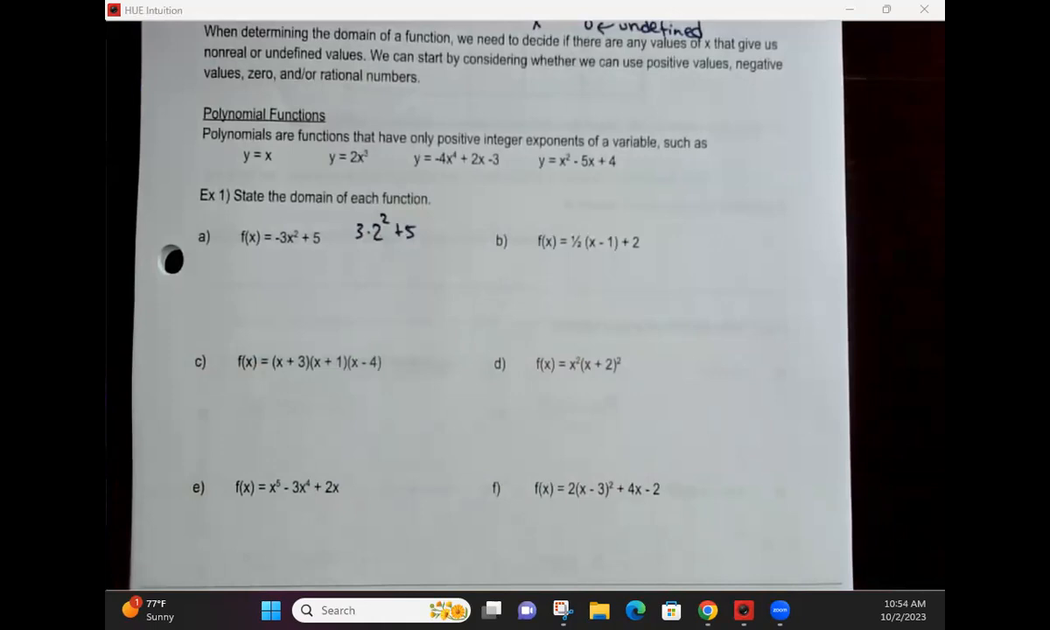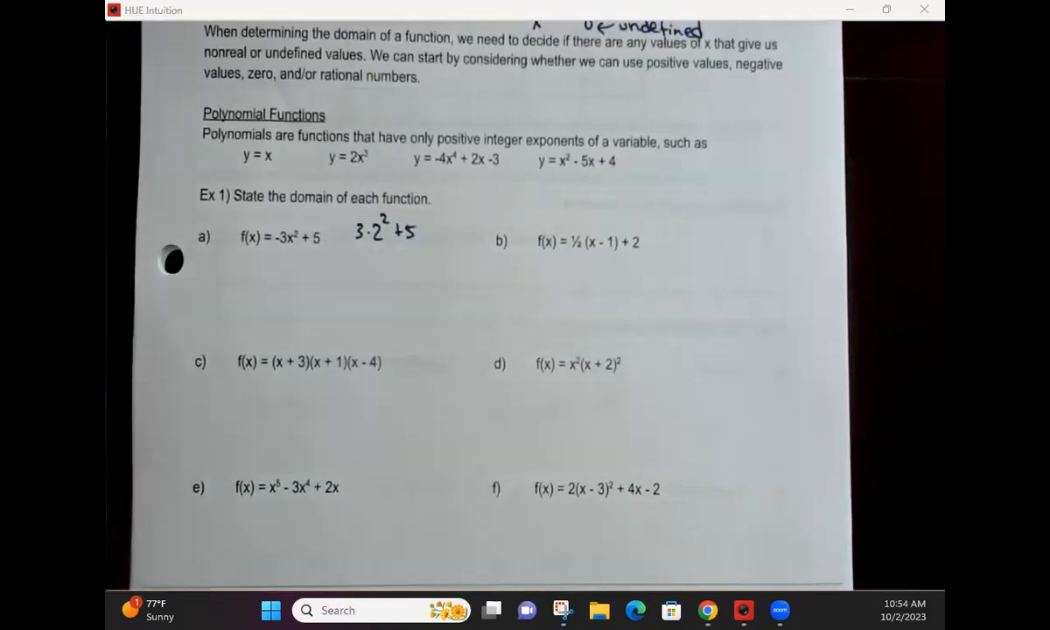That's okay. Could I plug in like 7 for x? Would that be okay? Sure, I'm not going to get anything that's not real. I'm not going to get the square root of a negative. I'm not going to be dividing by 0. I can plug in any positive number that I want.